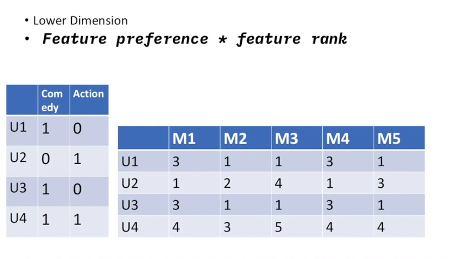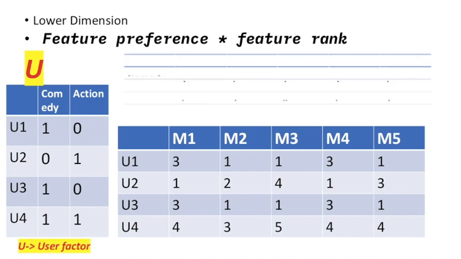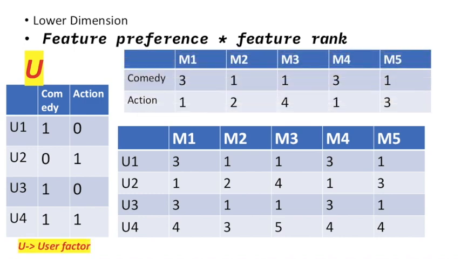So now on that aspect we have just selected two features, comedy and action, and user one has a preference of one for comedy, and for action it is no, kind of a dislike, the zero over there. And similarly you build another matrix, basically an item factor, which talks about for that particular item, in this case a movie, M1 to M5, the ranking for those features. Okay, so now as you see over here, the dot product of the two matrices gives us the rank.